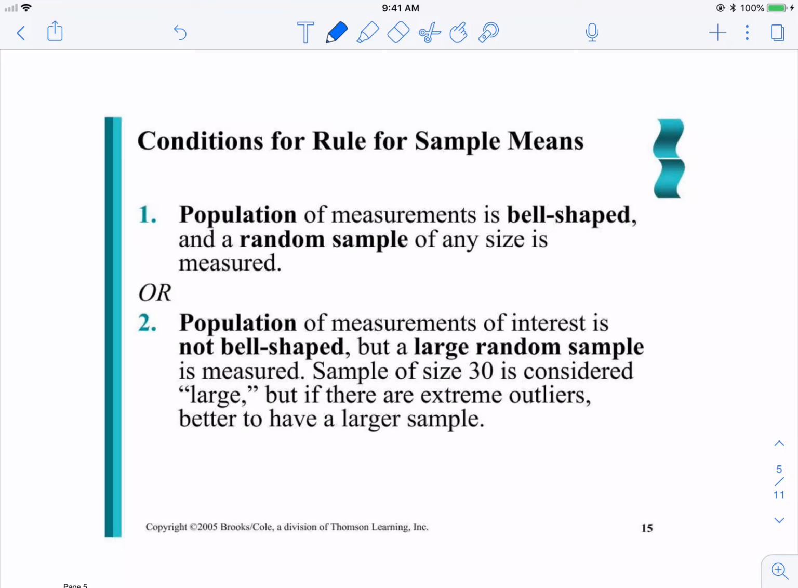However, if the population is not a normally distributed set, that's okay, as long as we have a large enough random sample that is measured. A sample size that is 30 or larger is considered large enough. However, we know that if there's a lot of variation, especially if we have extreme outliers, the bigger the better. But 30 is considered the minimum in order to use these conditions for these sample means.